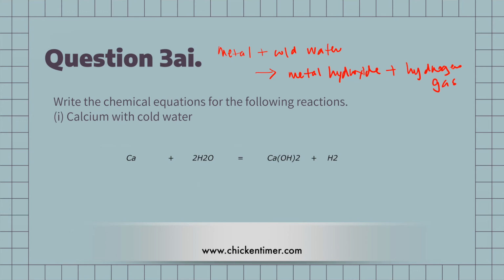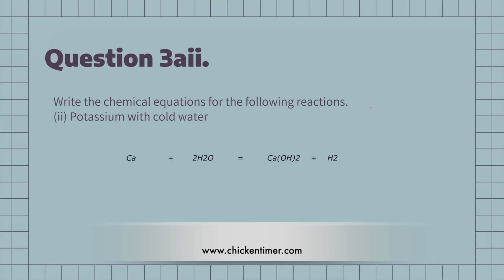Calcium plus water gives you calcium hydroxide and hydrogen. 2, 2, 4. Next one. OH. Okay. 2, 2. Then 2 hydrogen, 2 hydrogen, 4 hydrogen. 4 hydrogen here. 2 oxygen. Okay.